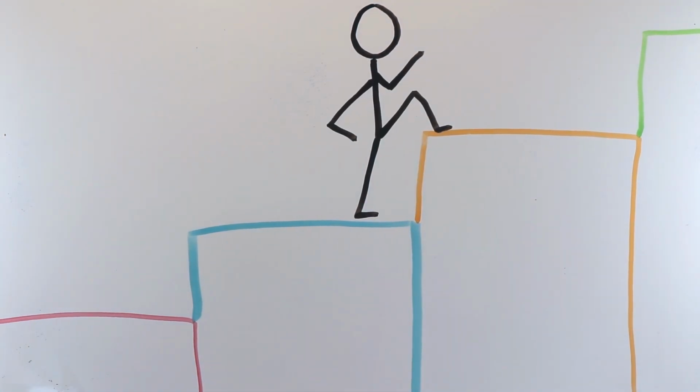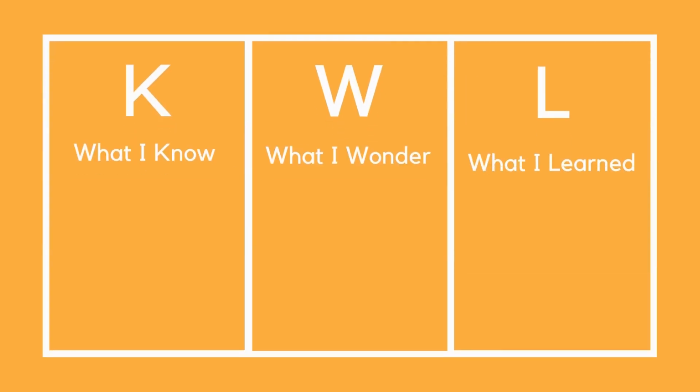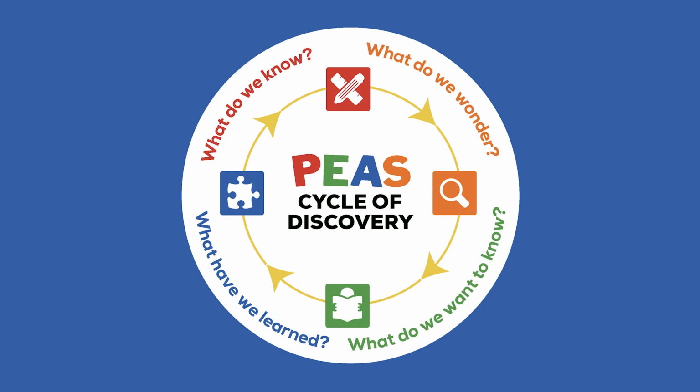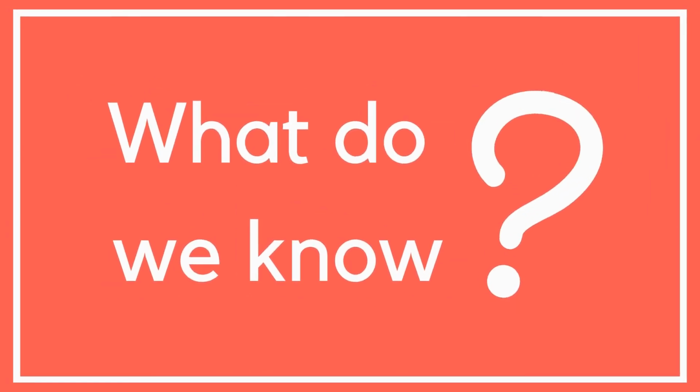As we learn about science phenomena over time, learning should build on the ideas and observations that came in the previous activity. Similar to a KWL chart that you might already use in your classroom, the process of science strategy asks 4 basic questions. What do we know? What do we wonder? What more do we want to know? And what have we learned? Before starting to explore a new science phenomenon, it is important to find out what children already know.